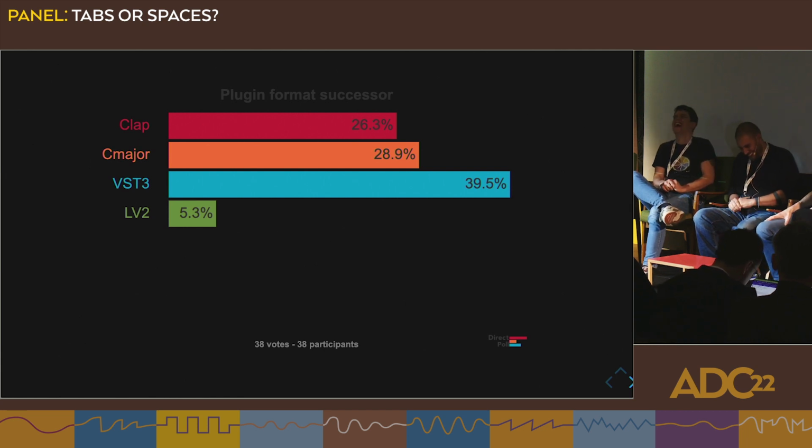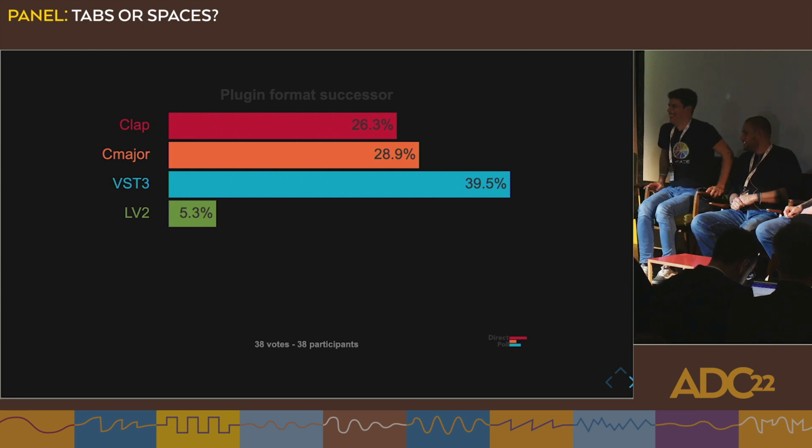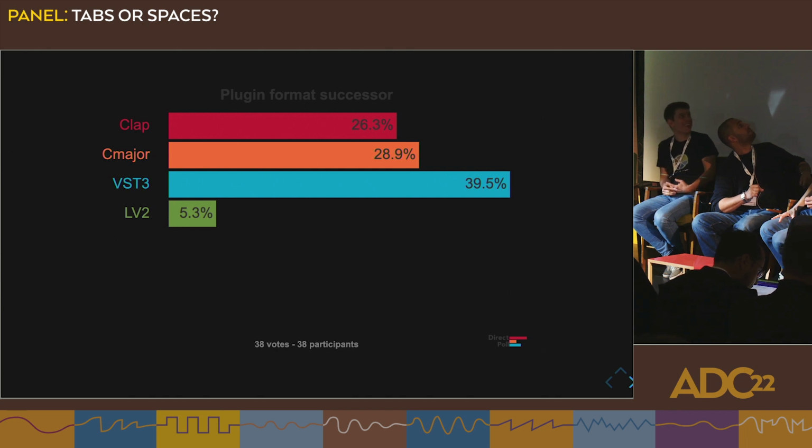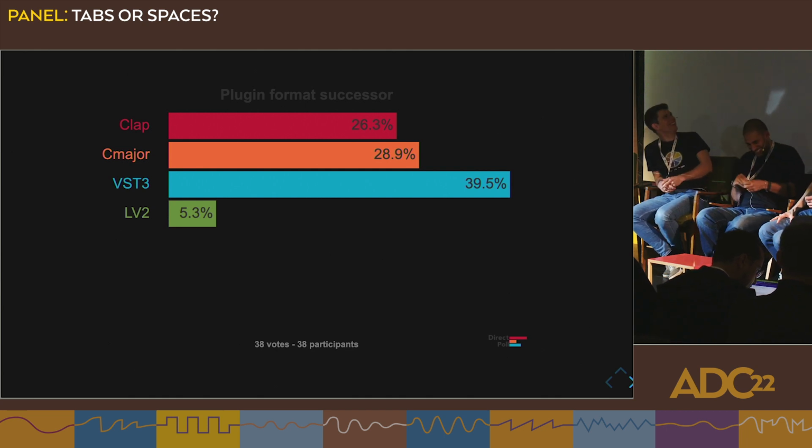Well, that would be undignified. So we do have some results here. It's pretty even, actually. Majority think VST3, probably because it's established, but a lot of people on the C major bandwagon. Wow. And not even a plugin. A lot of people excited about CLAP as well.